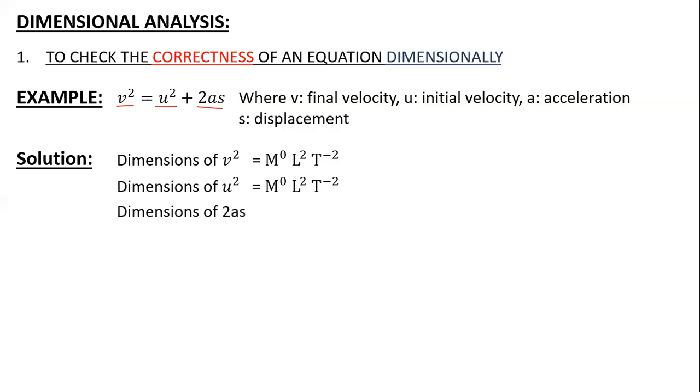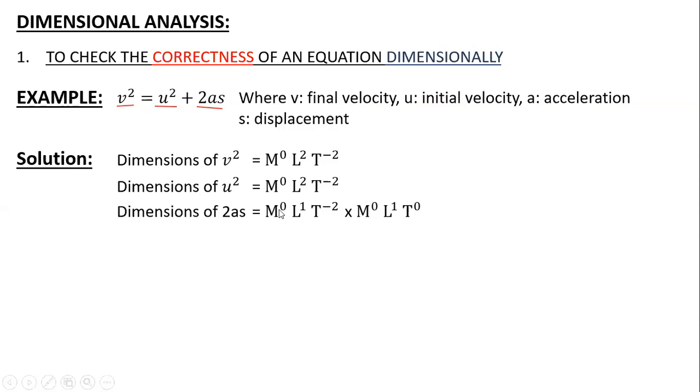Next term is 2as. Now 2 is not a physical quantity, so its dimensions will be M power 0, L power 0, T power 0, because it is just a constant number. So it has no dimensions. Acceleration has a dimension, displacement has a dimension. Acceleration dimension is meter per second square, so L1 T power minus 2, and displacement has a dimension of L1. Both are getting multiplied because it is A into S. 2 doesn't have any dimension because that is a constant, dimensionless value.